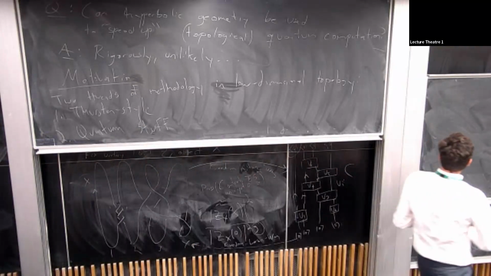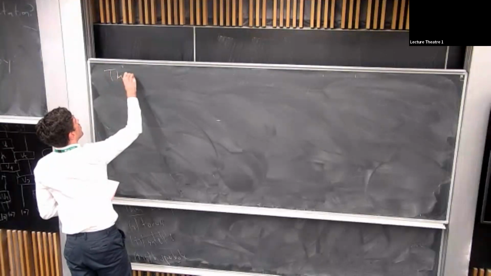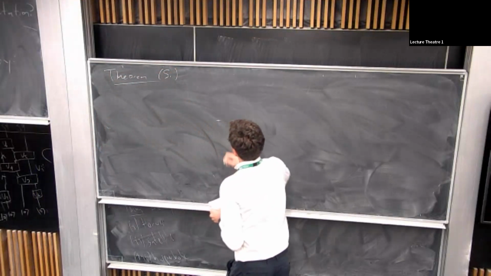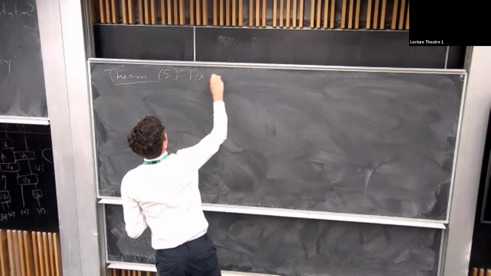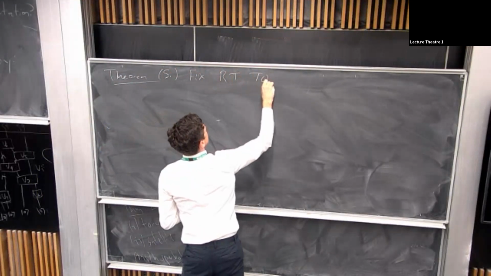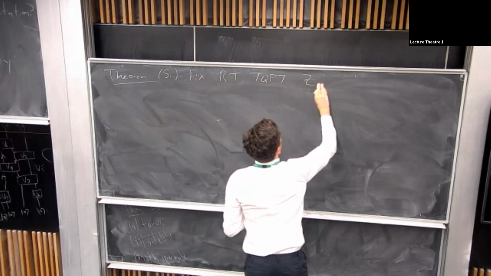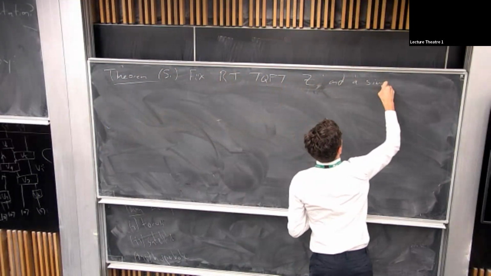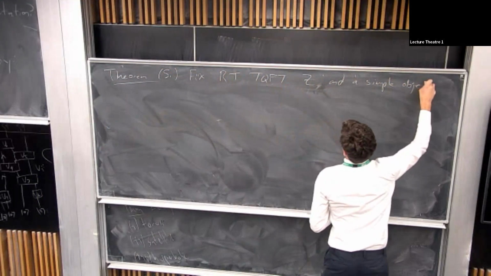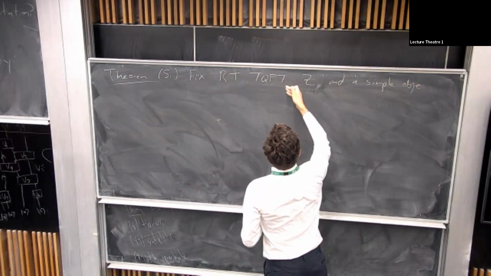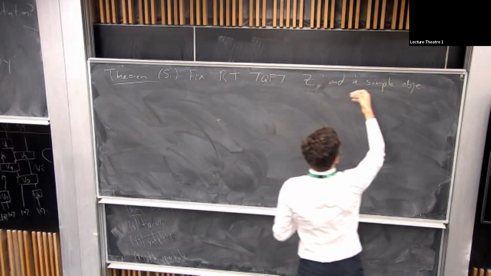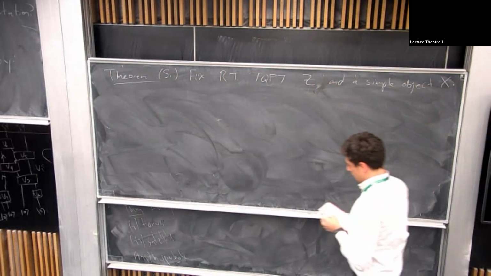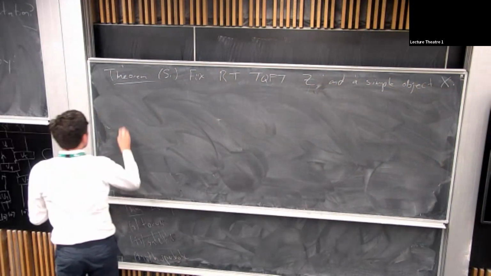Okay, so what I'll do is I'll fix a Reshetikhin-derived TQFT, Z, and an object X. And let's just say it's simple. So I'm conflating the TQFT with the tensor category and picking a simple object. So then my claim is the following.